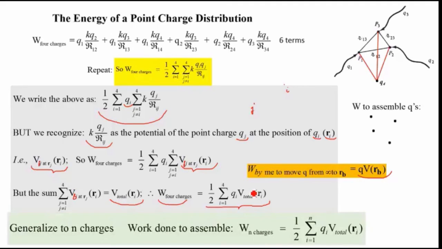We can generalize this. I built this up to 4. We could keep going, but they would all look the same. So if we go to n charges, then all we have to do is change the index up here to n, and we get the correct answer. So this is the work done to assemble n charges at the positions r sub i, i equals 1 to n.